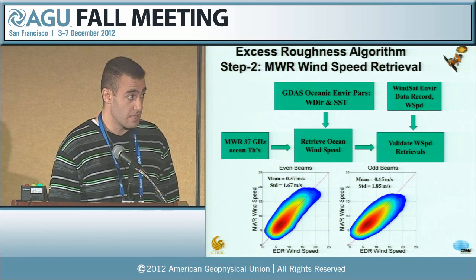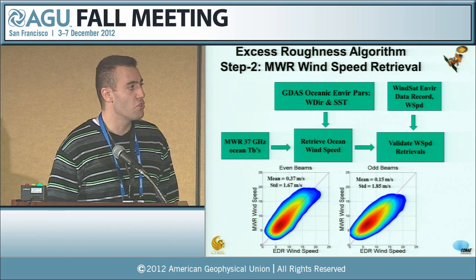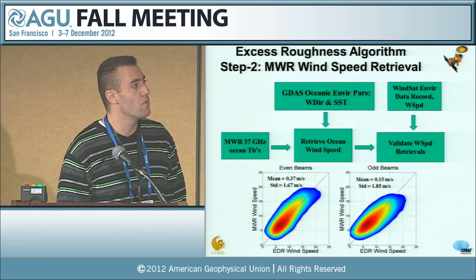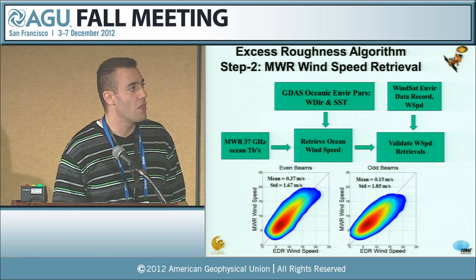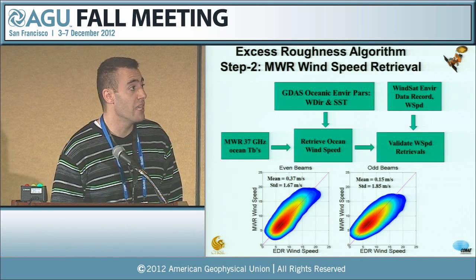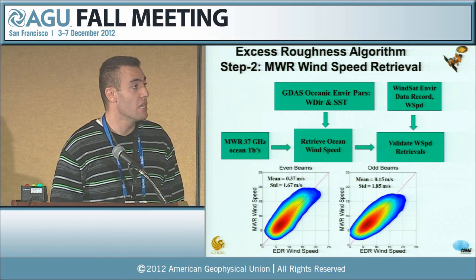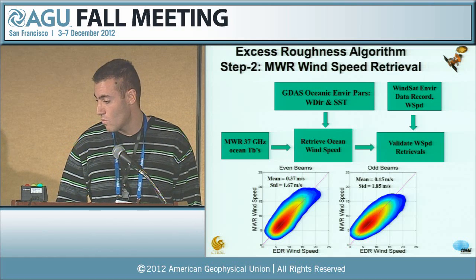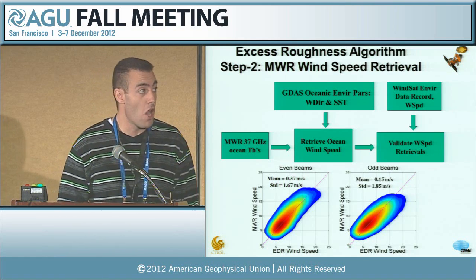The y-axis is the MWR wind speeds, the bottom axis is EDR wind speeds. We can see the 45-degree line. The majority of the points fall within the 45-degree lines. Also for the odd beams, we did the same. We have a good mean, about 0.37 meters per second, and a good standard deviation, about 1.6 in the even and 1.8 in the odds.